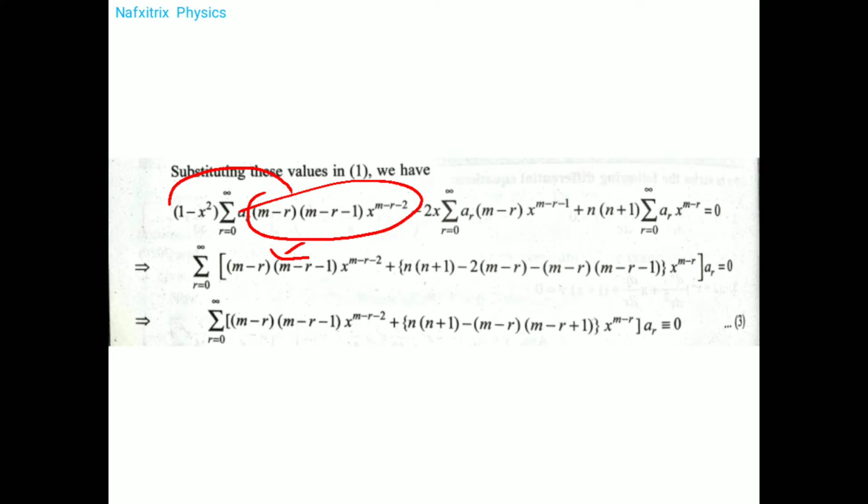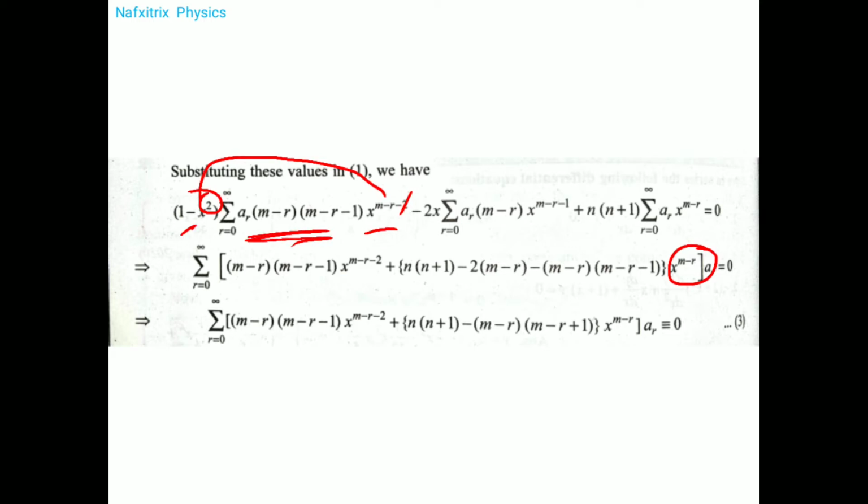Just a simple case. And next thing is, this is x square and this is x power m minus r minus 2. So here plus 2. We know that a power m into a power n is nothing but a power m plus n. So here x power plus 2 and x power m minus r minus 2, so plus 2 minus 2 would get cancelled. So we would get x power m minus r multiplied with this term: minus (m minus r)(m minus r minus 1).